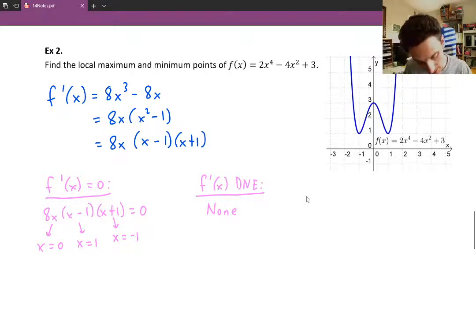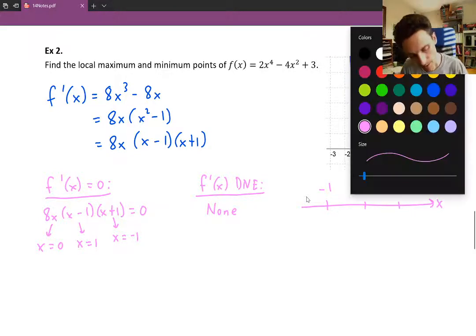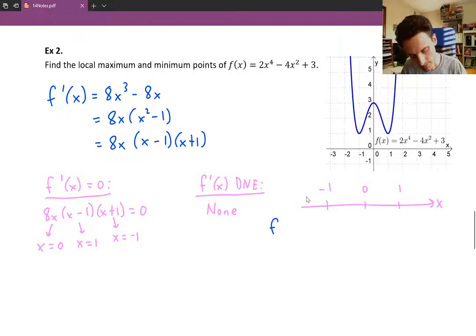Let's take the x values that we did find, candidate x values where the sign of the derivative might change. I'm going to write them in order: -1, 0, and 1. Make a row for our first derivative. Just write f prime, which was 0 at each of those x values.